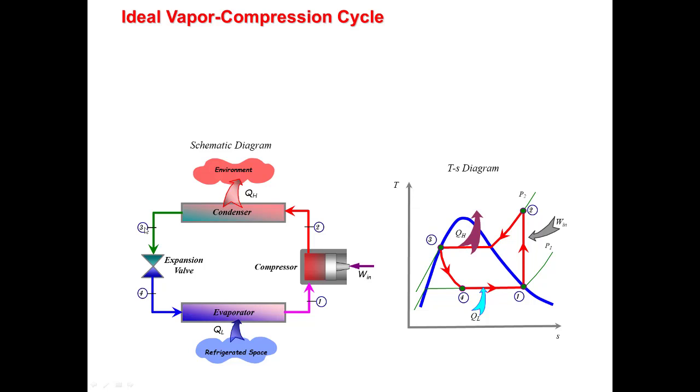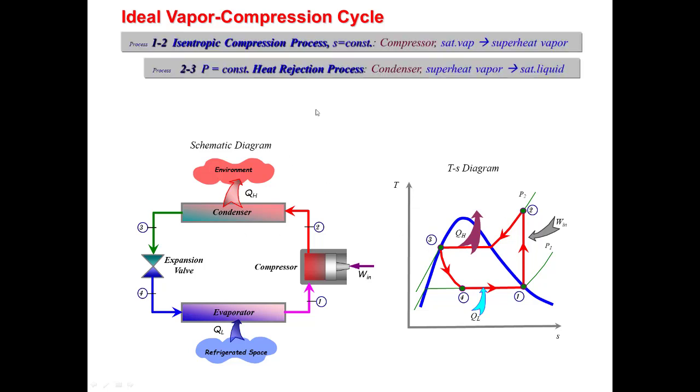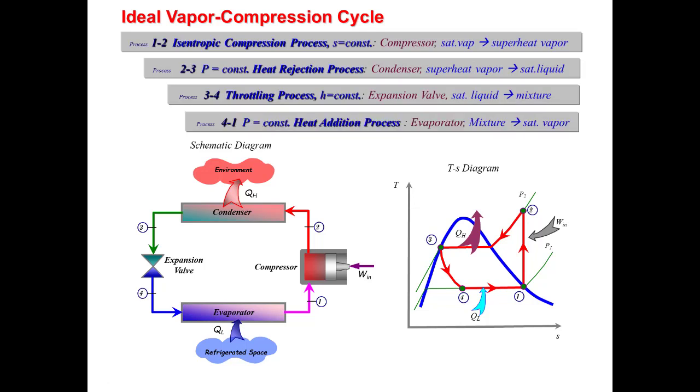And now the process 3 to 4. Previously here was a turbine. The turbine was isentropic expansion, but now we have an expansion device, just like a throttling device. So during the throttling process, the enthalpy remains constant. This is basically an isenthalpic process. Previously it was a straight line, a constant entropy process, but now it is isenthalpic. H3 is equal to H4. So these are the 4 processes for the ideal vapor compression cycle.